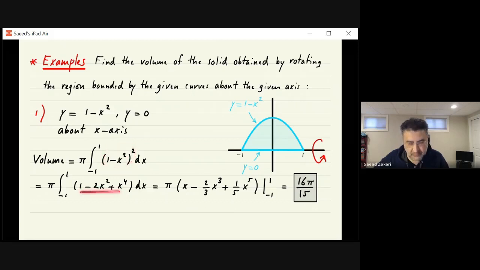I get this degree 4 polynomial whose integral is very easy. Antiderivative is x minus 2/3 x cubed plus 1/5 x to the 5. Integrate, evaluate at the upper limit 1 and then lower limit -1, and then subtract and then multiply by pi. If you do that, you get this answer, 16 pi over 15. Okay? So this is the simplest case of computing a solid of revolution.